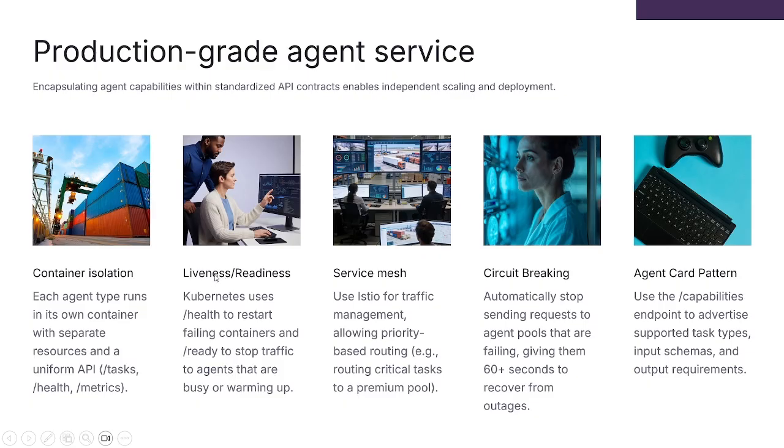Then you can also use a liveness or readiness design. Kubernetes uses health checks to restart failing containers, and readiness to stop traffic to agents that are busy or warming up. Of course, Kubernetes is good at handling distributed systems and microservice architecture. It is basically designed for that.